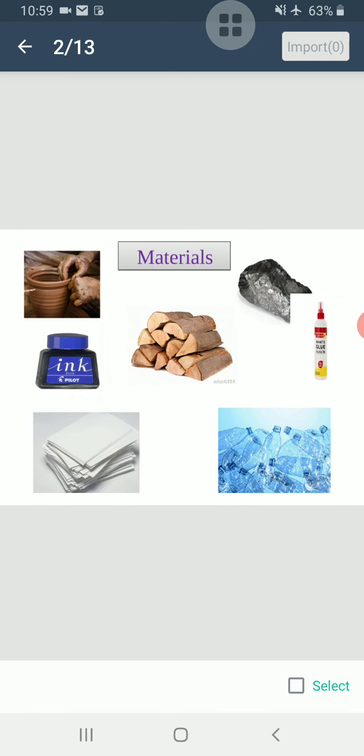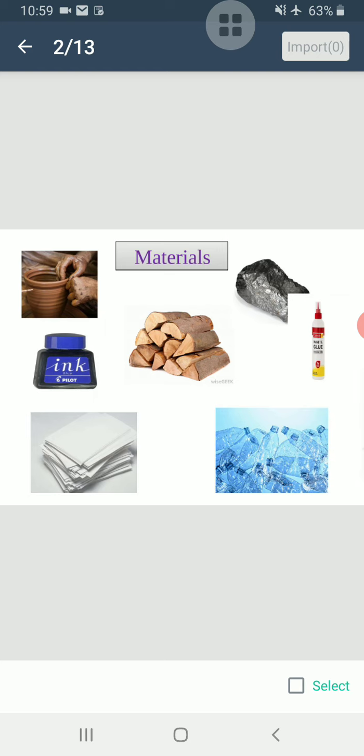So wood, steel, clay, graphite, paint, rubber, paper, ink, glue and plastic, these all are examples of materials. Materials are used to make different kinds of things or objects. The same material can be used to make different kinds of things.